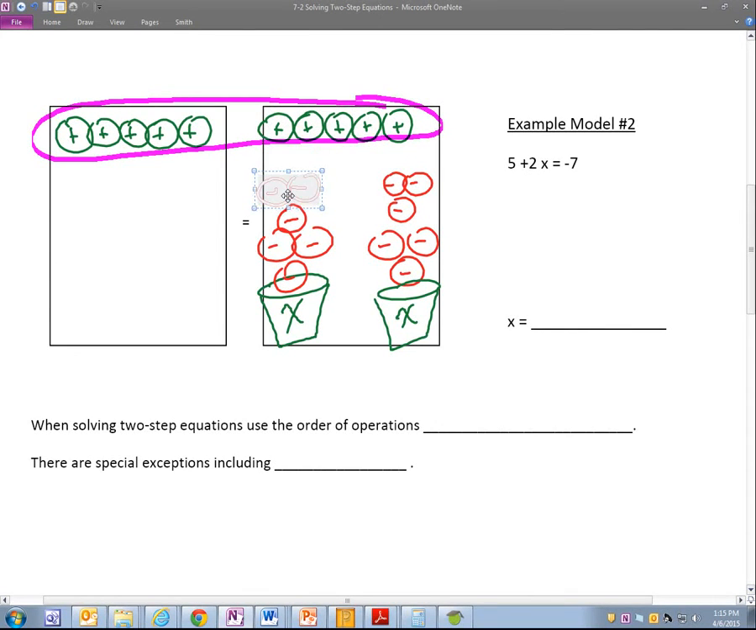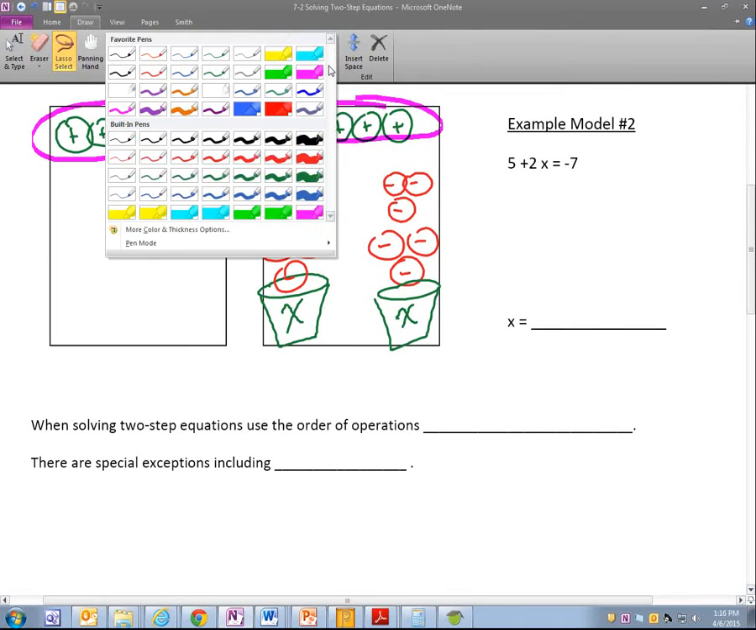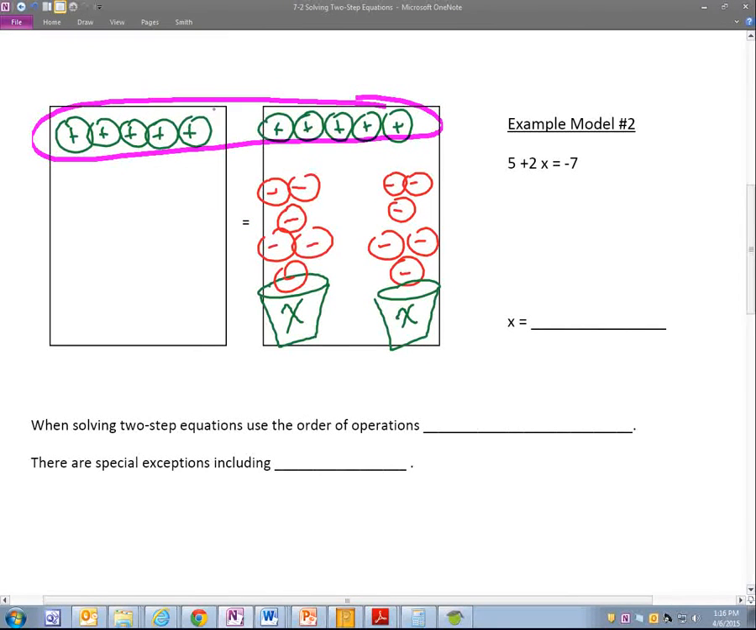So since that 6 goes into x, this 6 is x. So the answer is x equals what? Is it a positive or negative 6, though? Negative 6. x equals negative 6.